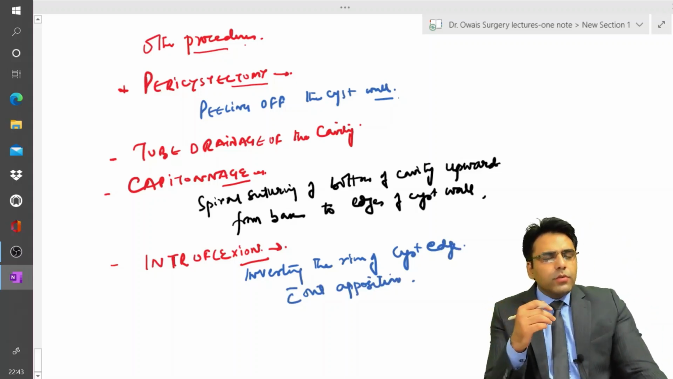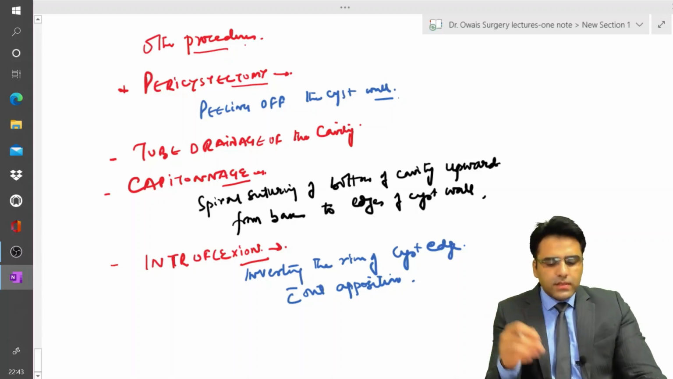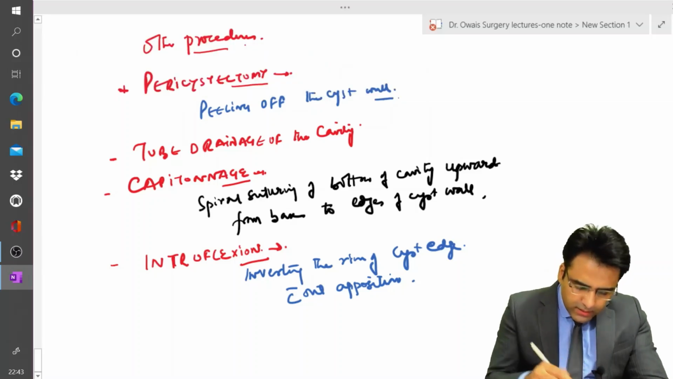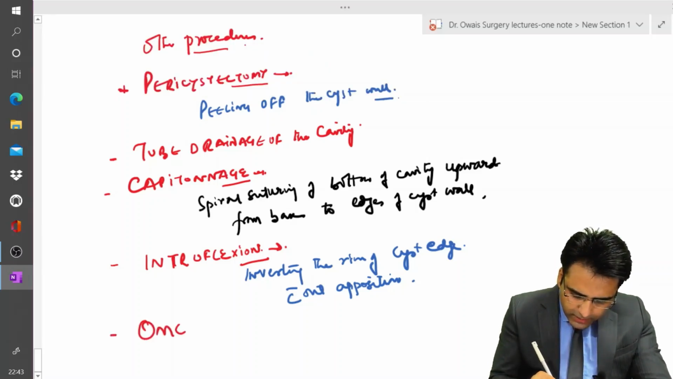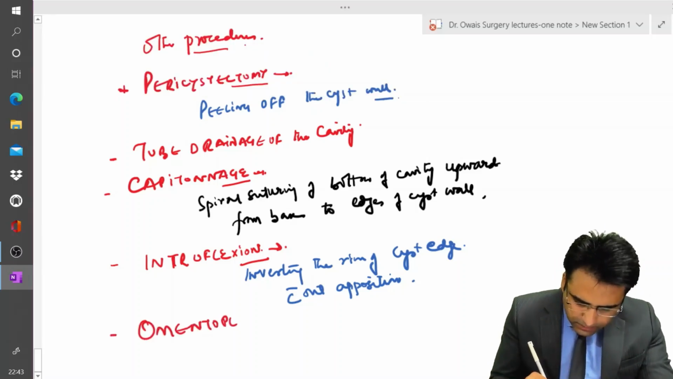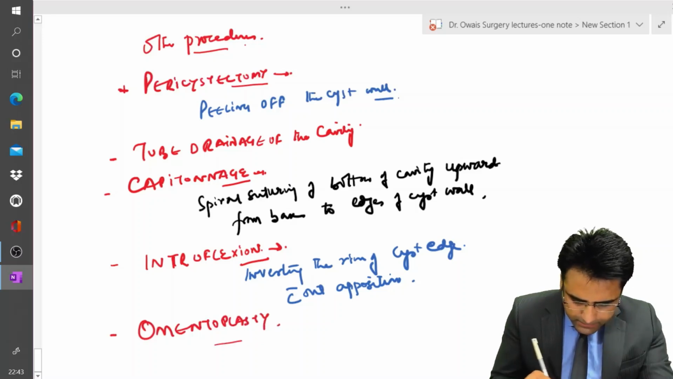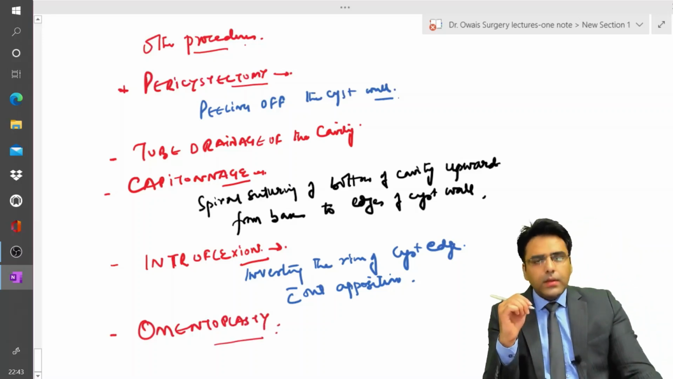Now there is one more procedure termed omentoplasty. In that, we place the omentum within the cavity of the cyst. Clear? So these are the various treatment modalities in a case of hydatid cyst of the liver.